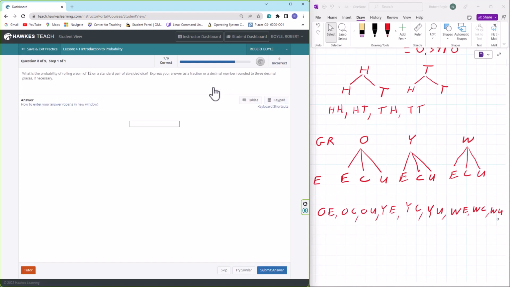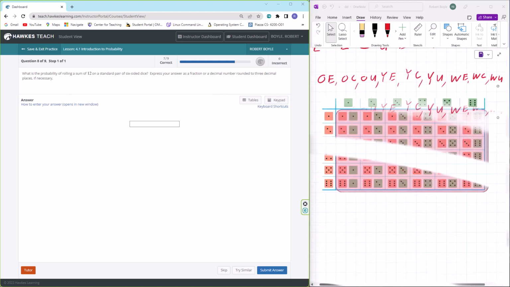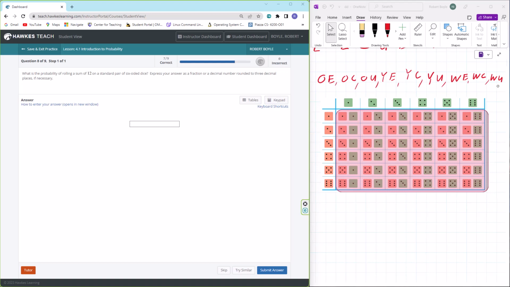What is the probability of rolling a sum of 12 on a standard pair of 6-sided dice? Express your answer as a fraction or a decimal rounded to 3 decimal points. To do this, we need a visual aid, and here it is. This is basically the set of all possible combinations when you roll 2 dice.